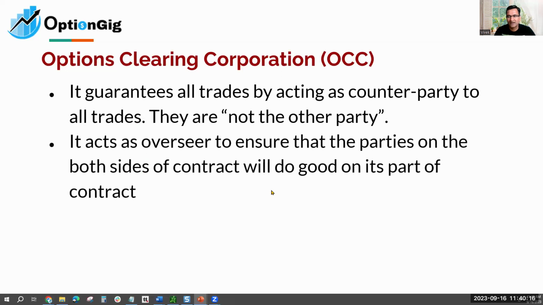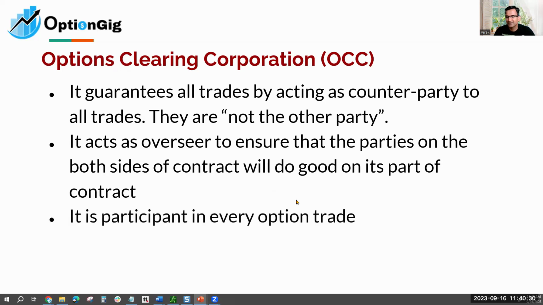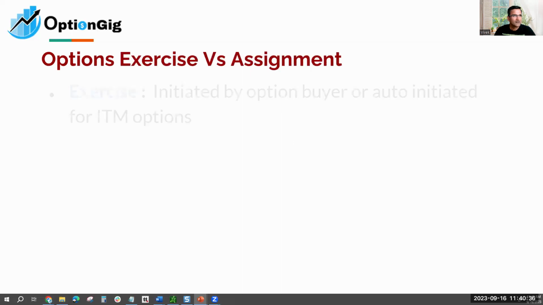It is also a kind of regulator or overseer to make sure that both parties, the one who has bought an option and the one who has sold an option, do their part of the contract, right? I don't have to run after it. OCC will take care of it, right? And it's a participant in every option trade.